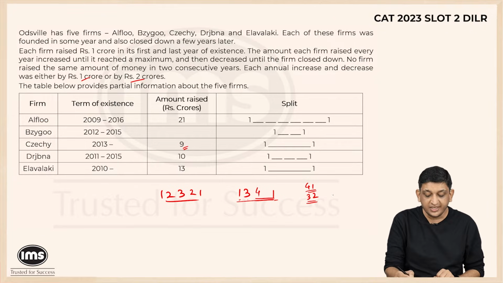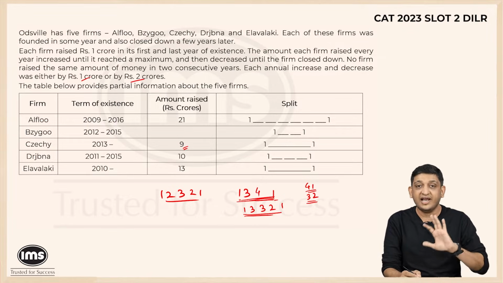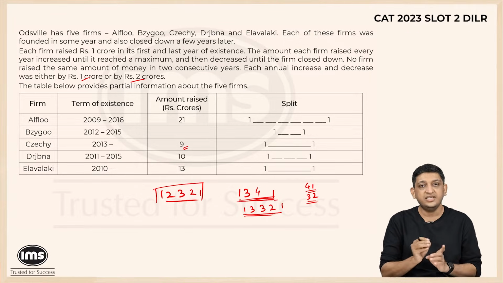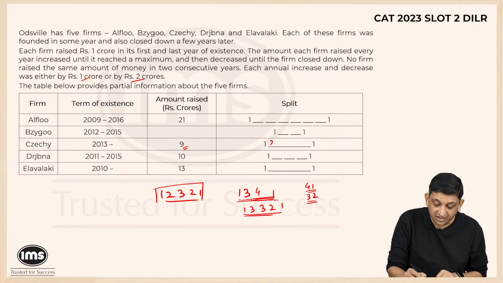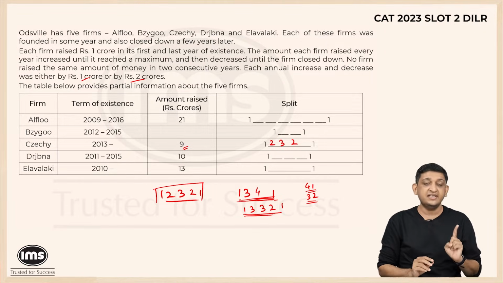Similarly, if I go for 3, 2, so 1, 3, 3, 2, let's say, that will give us 9 crores, but then it will not end in a 1. So that is another problem. So to end this in 1 and to make sure that everything is progressing as per the data given, we have only one case that exists, which is 1, 2, 3, 2, 1. That is the only case that exists in terms of C.